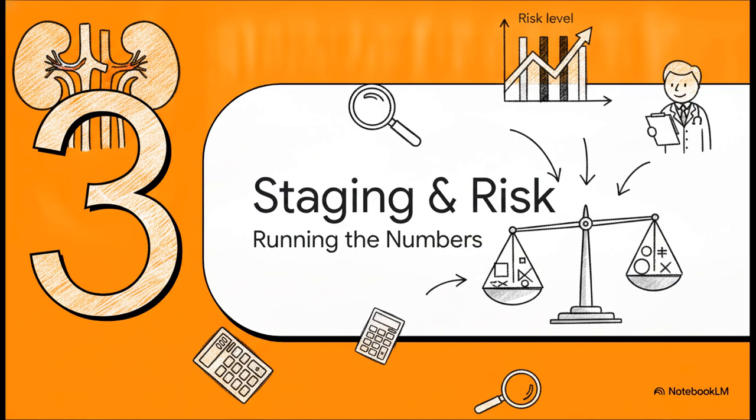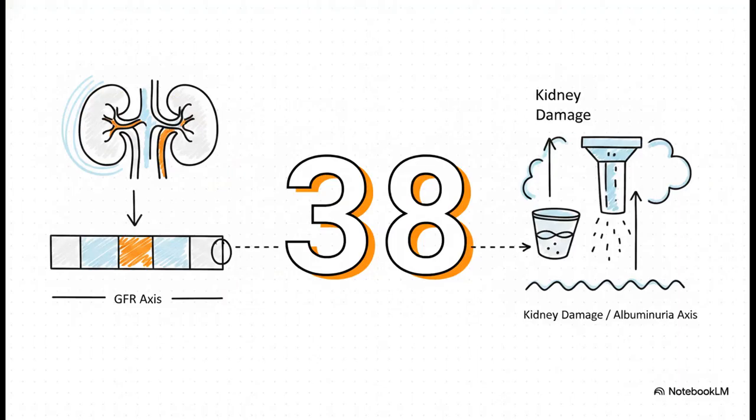All right, Section 3, staging and risk assessment, running the numbers. Stepping back from the cellular level for a second, let's figure out how we quantify Mr. Alvarez's exact risk level to present to our attending. Based on his labs, Mr. Alvarez's estimated GFR is currently 38. If you look at the GFR axis, this places him firmly in the G3B stage, which spans from 30 to 44.